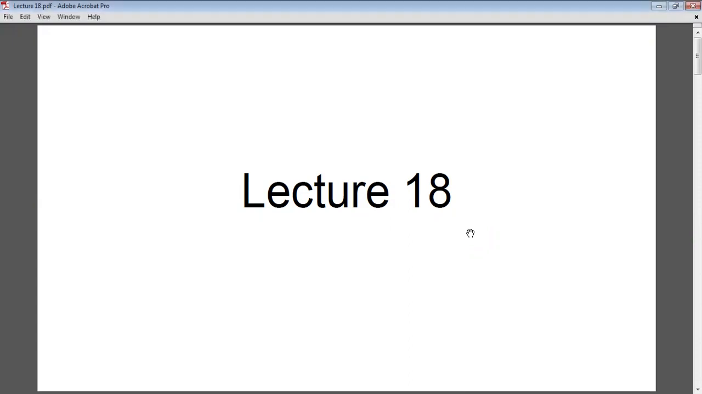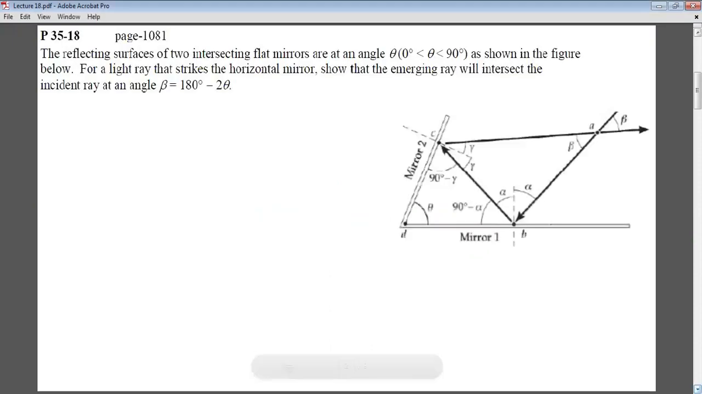So now let's do some exercises. We will start with one exercise on reflection. The reflecting surfaces of two intersecting flat mirrors. So here, if you can see, we have two mirrors. This is mirror 1, and this is mirror 2, okay? Where the angle between them is less than 90. It's between 0 and 90, this angle theta between them, as shown in the figure.